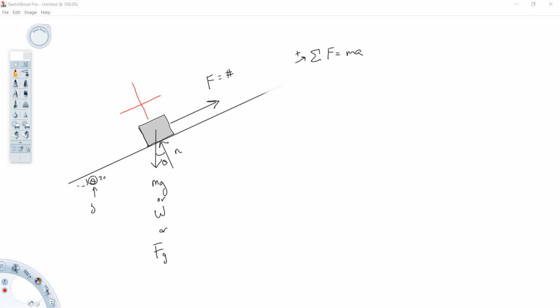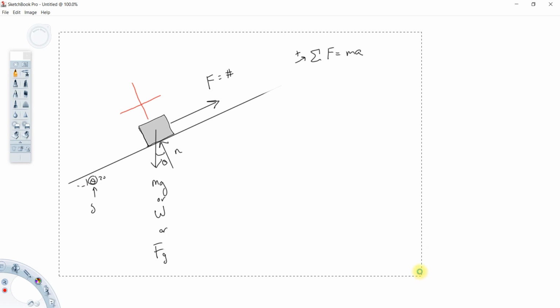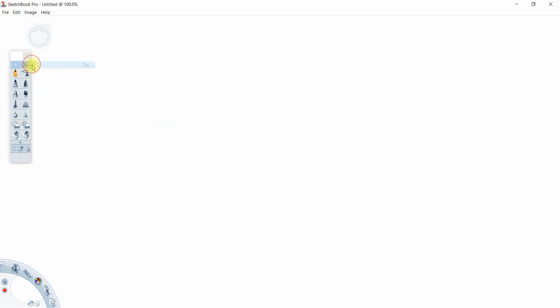Let's see. Let's chat about number 12. So it goes through a bunch of cases. One, block on a level surface. So let me see here. Put my level surface here. Put a block on the surface. I like these to have a little depth to them.